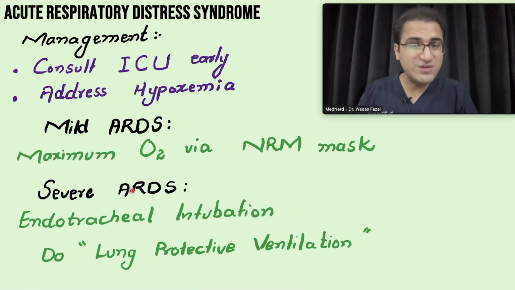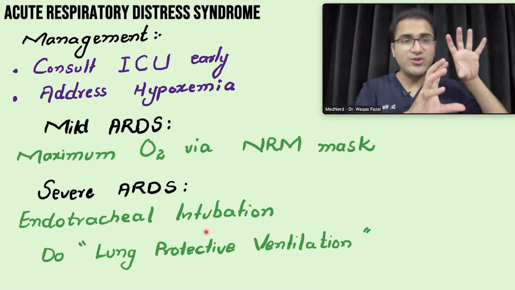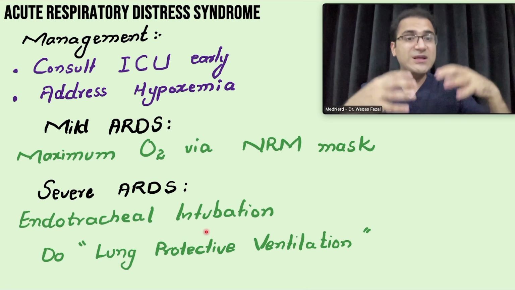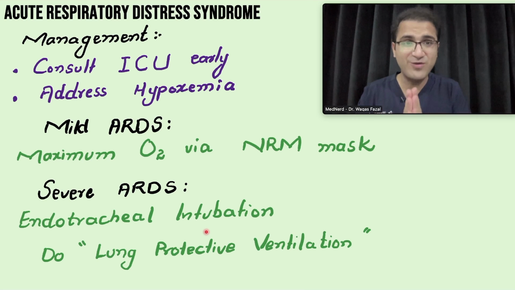If the patient is having severe acute respiratory distress syndrome, this patient needs invasive management, where you do endotracheal intubation, where you pass a tube down the trachea and you connect that patient to a ventilator, where the ventilator starts providing breaths to the patient. If you want to learn about ventilator, I have a full video on ventilator. Please make sure to check out that video.